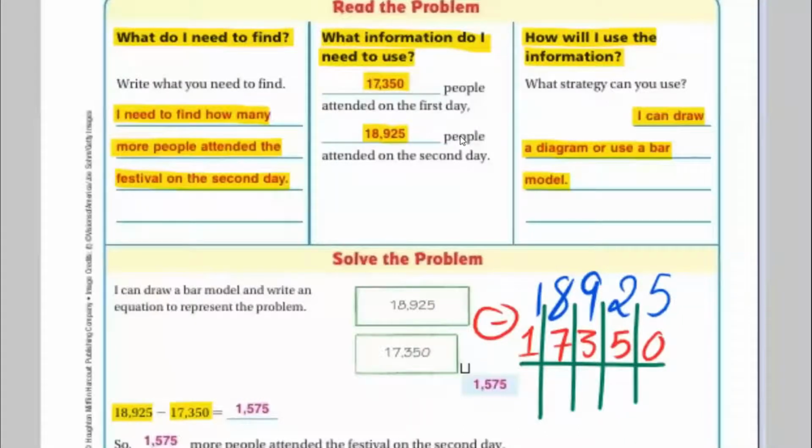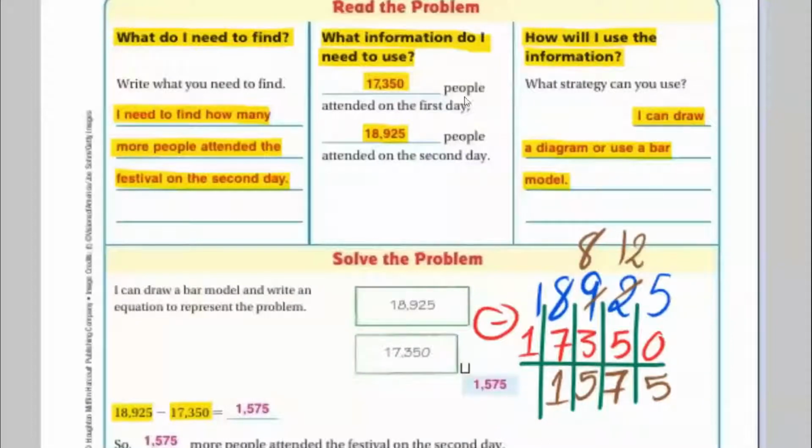Okay, let's subtract. Here we have 5 minus 0 equals 5, because any number minus 0 equals the same number, right? And 2 minus 5 can't be, because 2 is smaller than 5. So let's borrow 1 from 9, it will be 8, and 2 will be 12. So 12 minus 5 equals 7, and 8 minus 3 is 5, and 8 minus 7 equals 1, and of course 1 minus 1 equals 0, but 0 on the left has no meaning, so let's erase it.